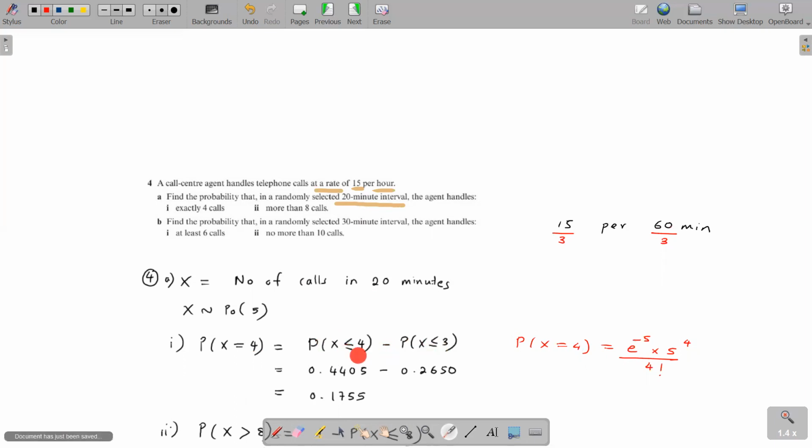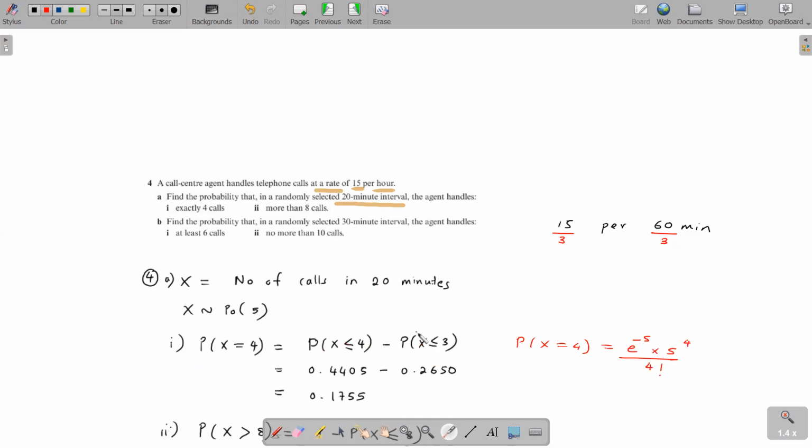You can see x is less than or equal to 4. When I subtract x is less than or equal to 3, you need to realize that I'm remaining with just the probability of x equals 4, right? Because x less than or equal to 4 means 0, 1, 2, 3, 4. X less than or equal to 3 is 0, 1, 2, 3. When you subtract, only the probability x equals 4 is remaining. Okay, so that's one way.